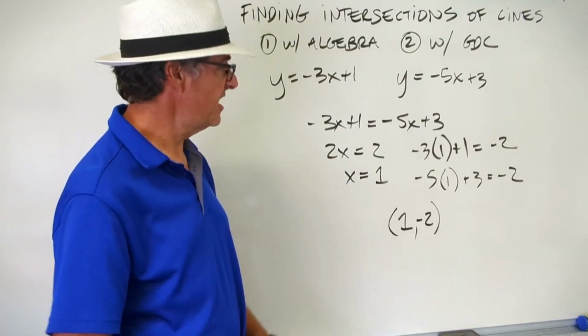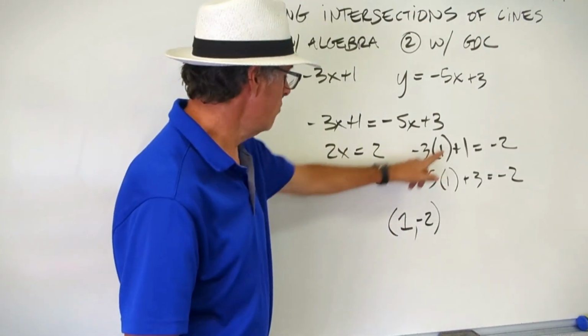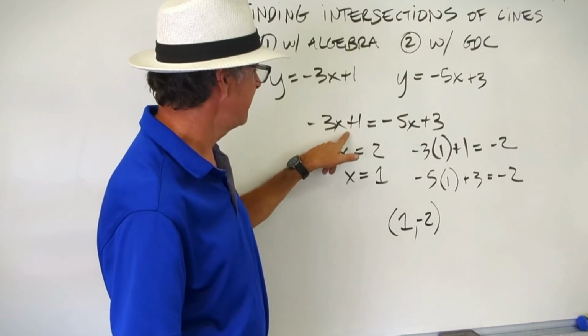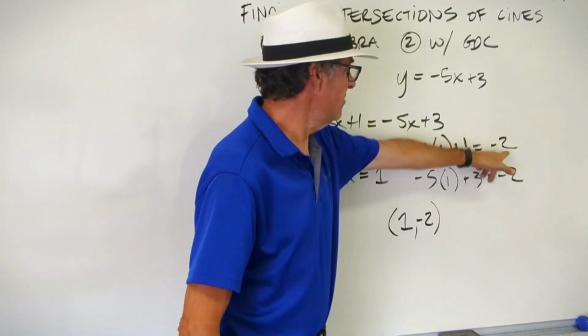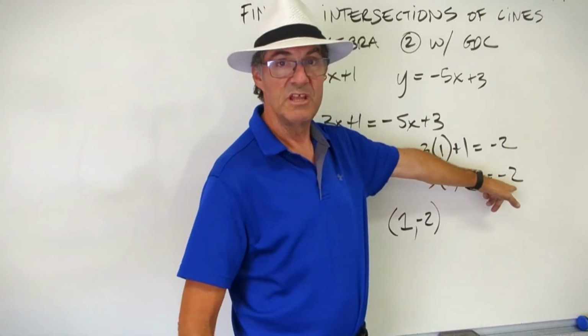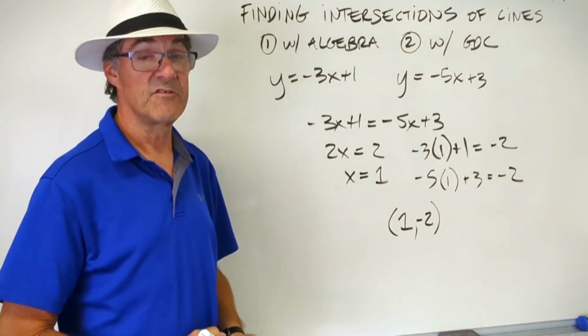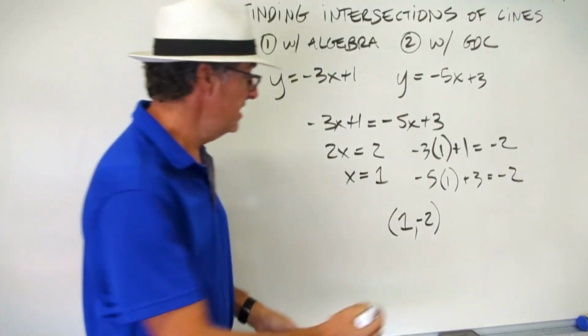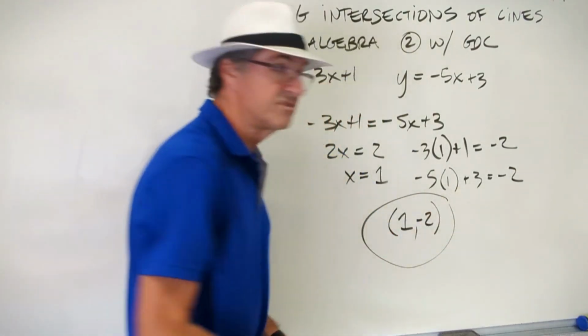So just to test that, I did it both ways. I took my 1 from here and plugged it into this function and got -2 out. I also took my 1 and plugged it into this function right there. I also get -2 out. So that's a nice handy confirmation that I did my math right. So here is my point of intersection.